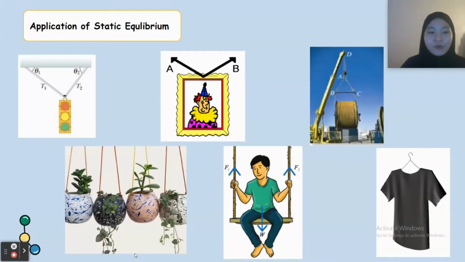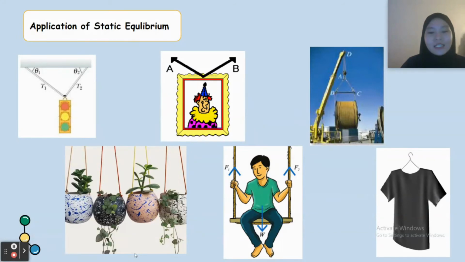So next, we move to the application of static equilibrium that is really related to our daily life. As you can see, the first picture is a traffic light. This traffic light is hanging by two strings, which measure the force exerted at a certain angle and support its weight. Basically, this traffic light is found abroad or in other countries, not in Malaysia.